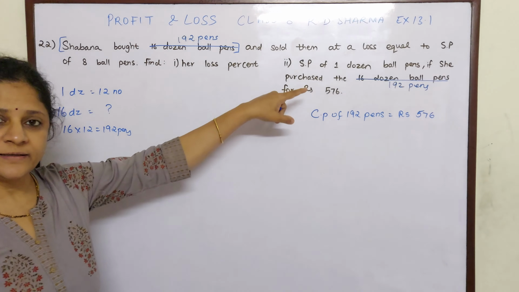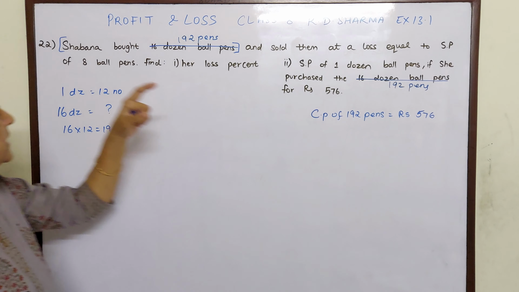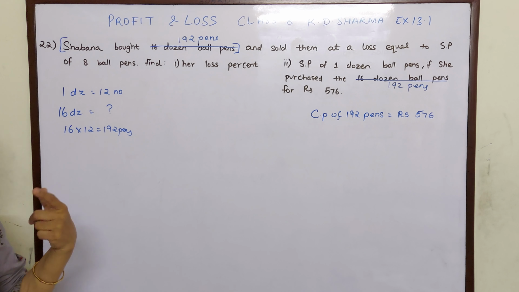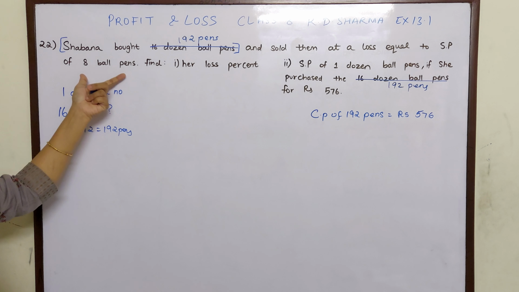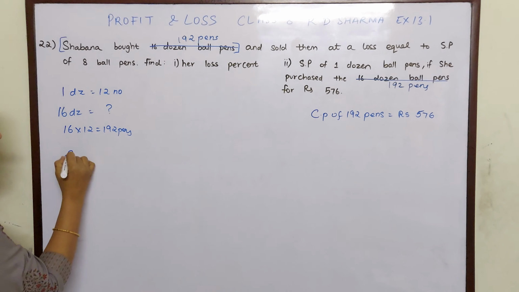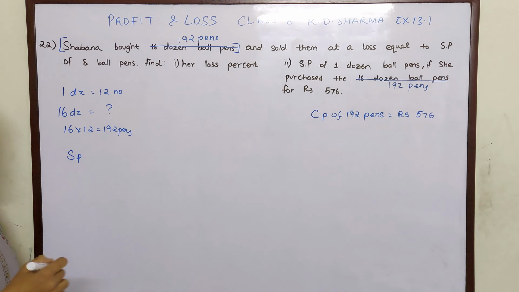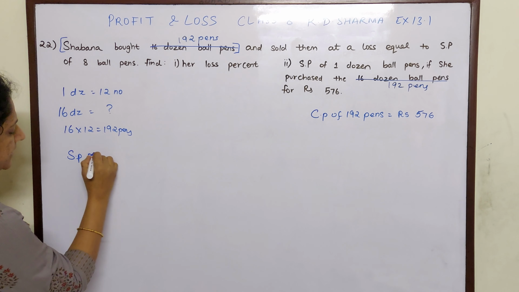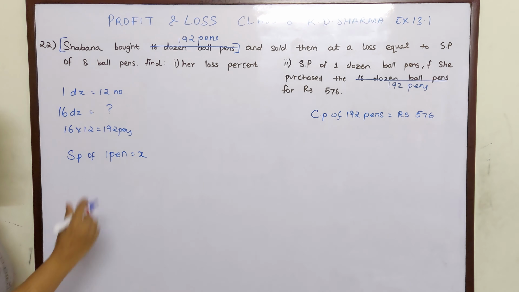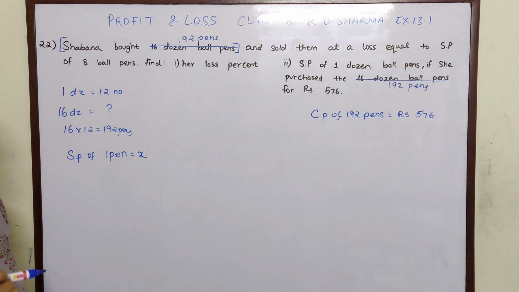And sold them at a loss equal to selling price of 8 ball pens. That means they have made a loss of selling price of 8 ball pens. That means first let us find out what is the selling price of each pen. We don't know. We have to assume them. So selling price of one pen, let us assume it to be X. So we have sold this one ball pen at X rupees.